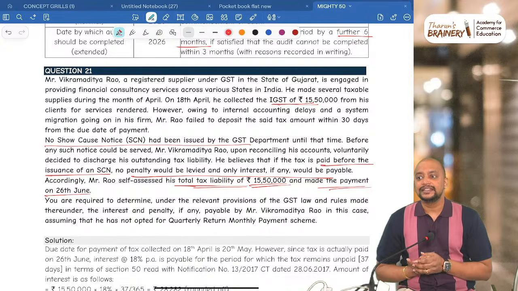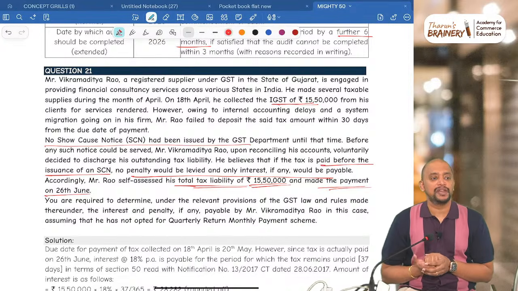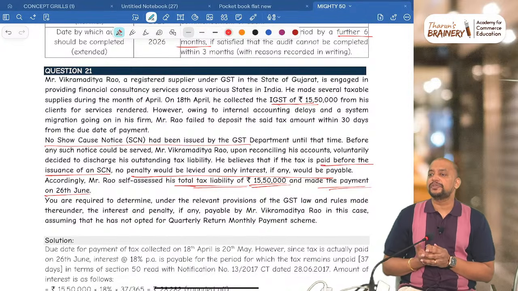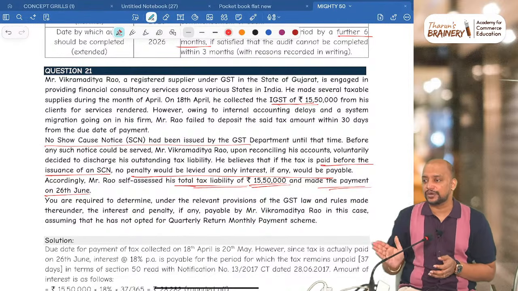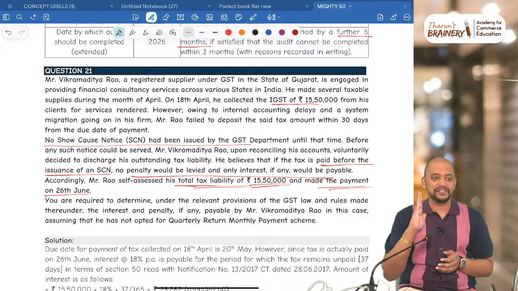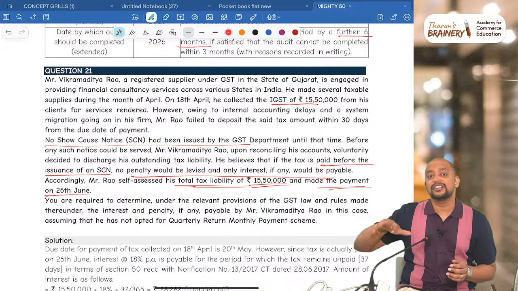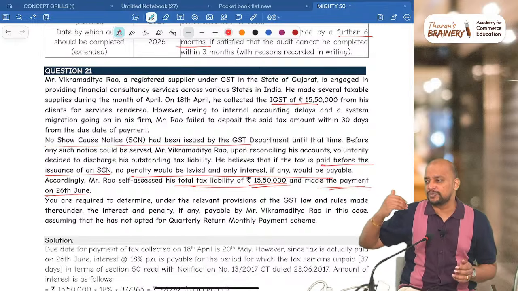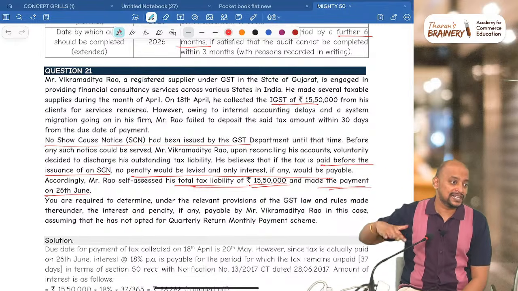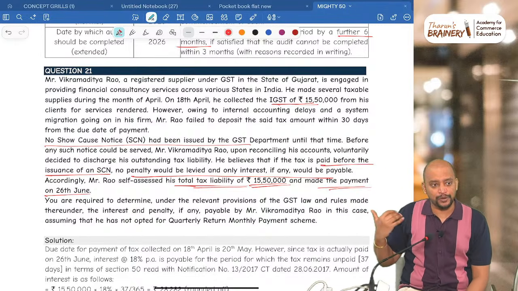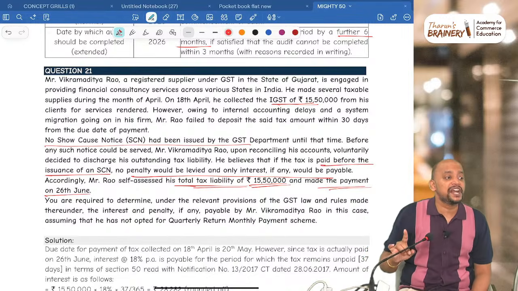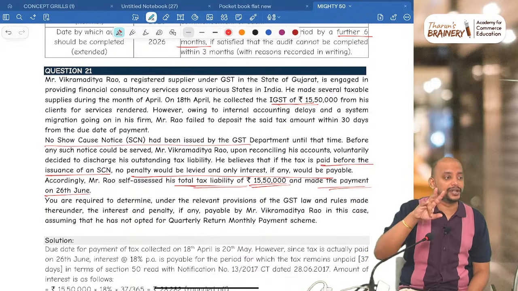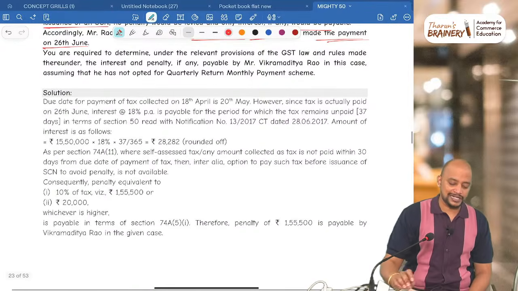And all, that benefit of reduced penalty will not be available to him. There is a concept of benefit of reduced penalty. If you pay before notice, no need to pay penalty. If you pay within 60 days from notice, no need to pay penalty. Like that we have in 74A. Other than fraud case, before notice if you pay, no penalty. Within 60 days from notice if you pay, no penalty. But that is not applicable in case of self-assessed tax not paid within 30 days from the due date. So that is what you need to write here.